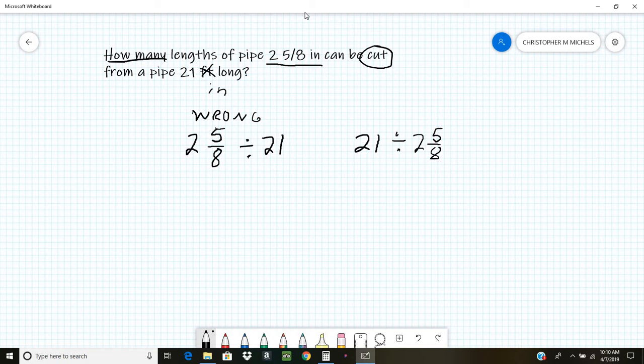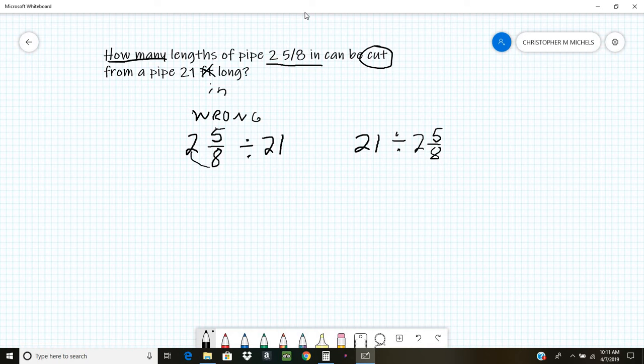Think of the estimate part for this. I would say you could probably get about 8 of these out of here, because 8 times 2 is 16, and 5/8 is a little bit over half, but 8 times 2 is 16, that's still under 21, so you could probably at least get 8 lengths of pipe. You can at least get one, right? Because if you have 21 inches of material and one piece is only 2 5/8 of an inch, you have enough material to make that, unless you're really terrible at cutting things. But okay, let's do the arithmetic.